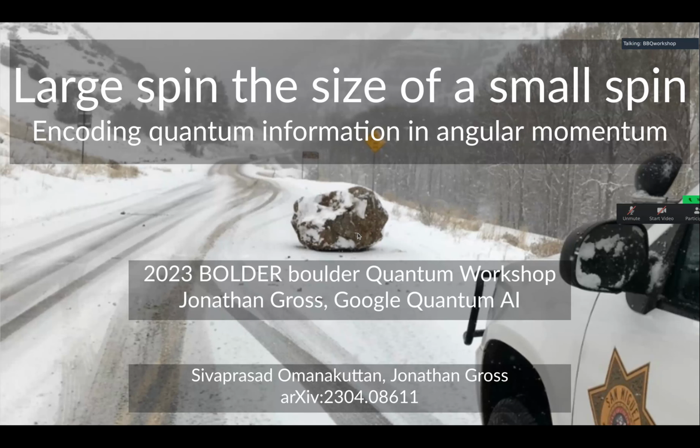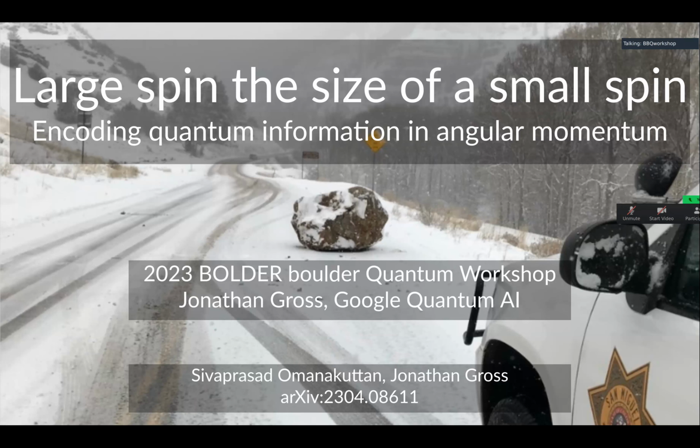So as the last of the Jonathans to finish out this day of Jonathans, I'm going to talk about some work in coding quantum information in spin J systems where J is larger than 1/2, which is something that the San Miguel Sheriff Department might call working with a large spin the size of a small spin, kind of in keeping with the theme of the workshop.